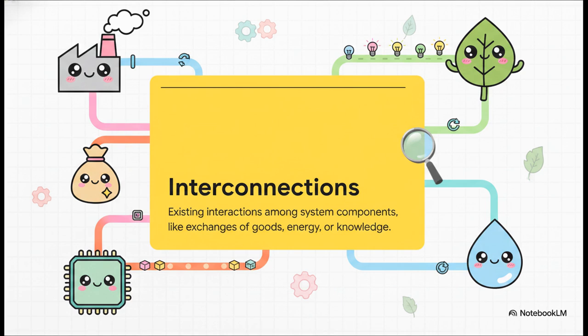Are they exchanging physical raw materials? Are they sharing a water source? Is there a critical transfer of specialized knowledge, digital data, or financial capital? By mapping out these connections, we start to see exactly how all these separate entities rely on one another just to survive and function in the broader environment.